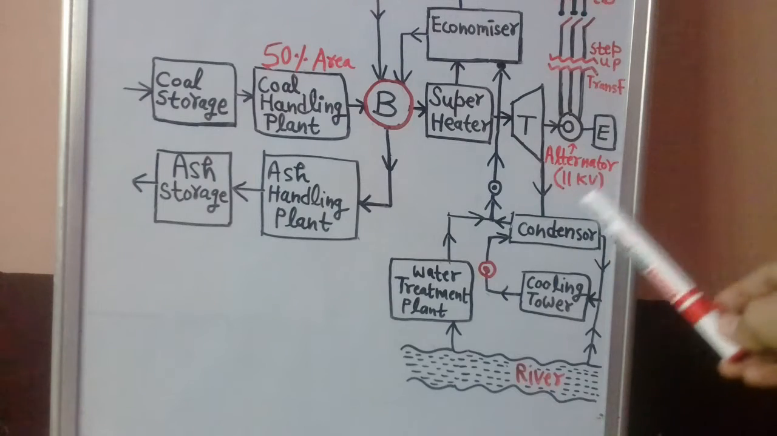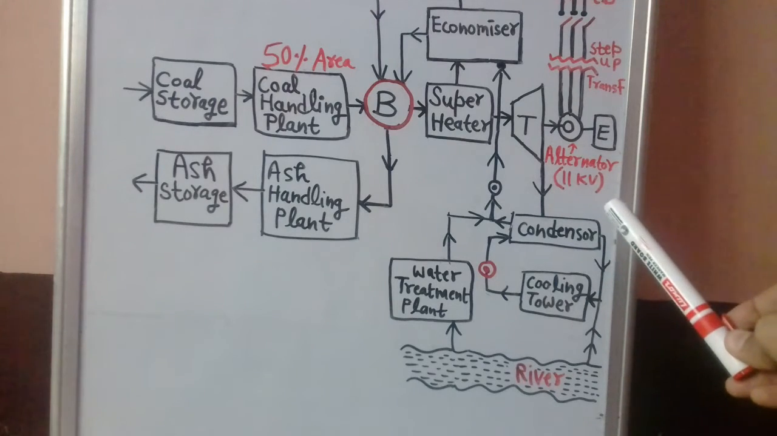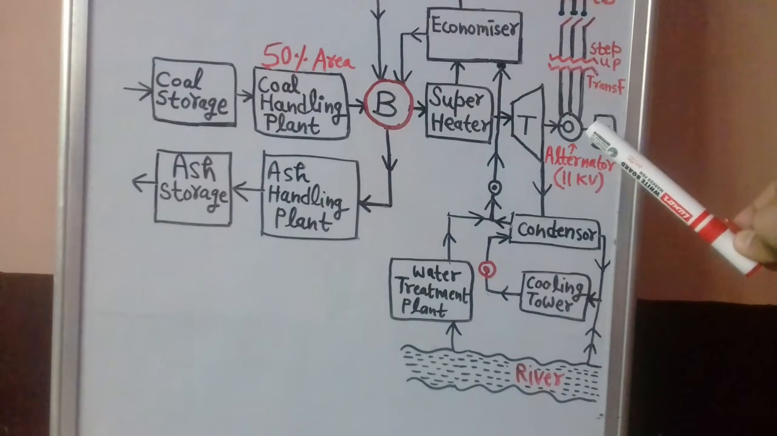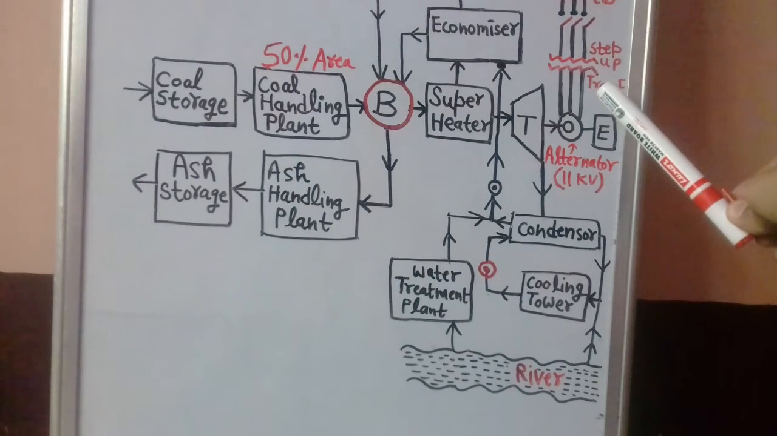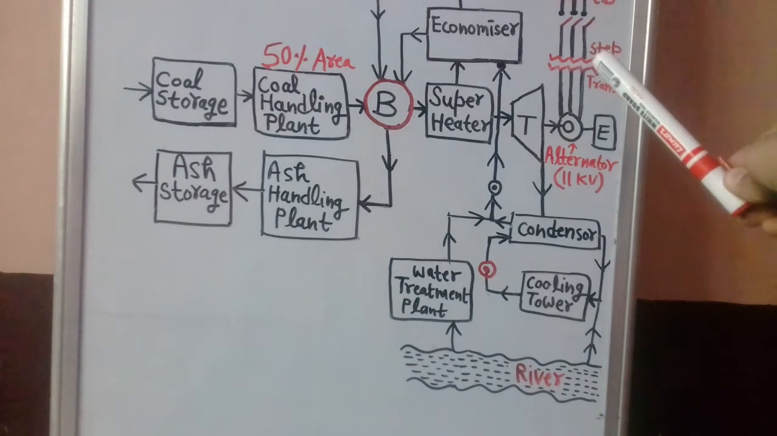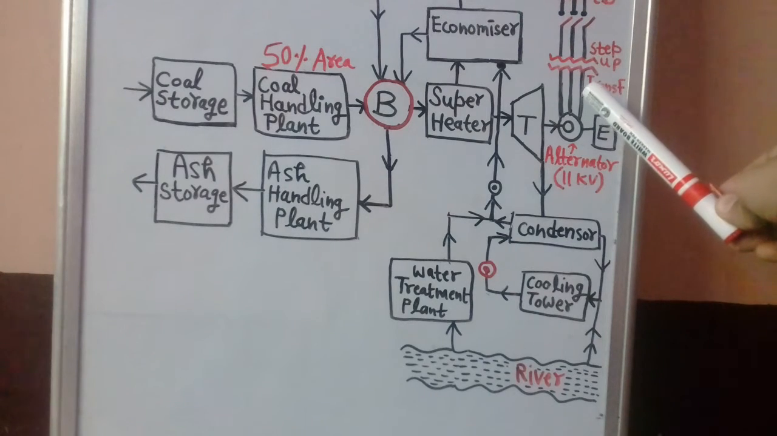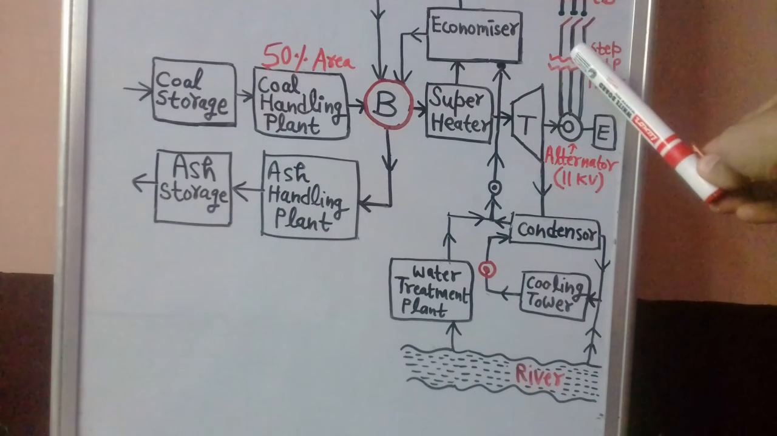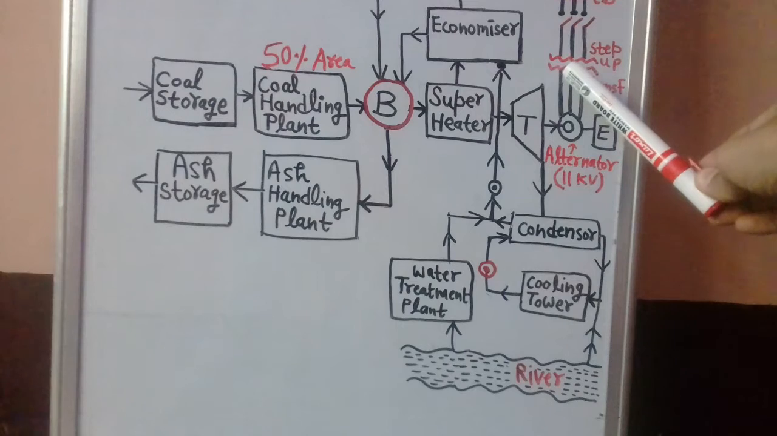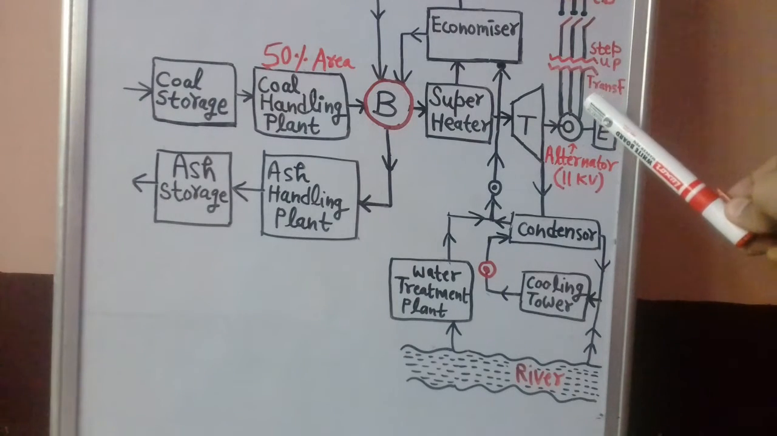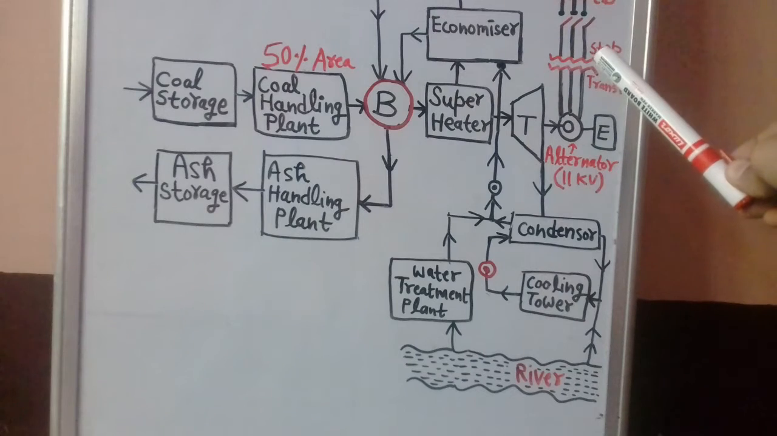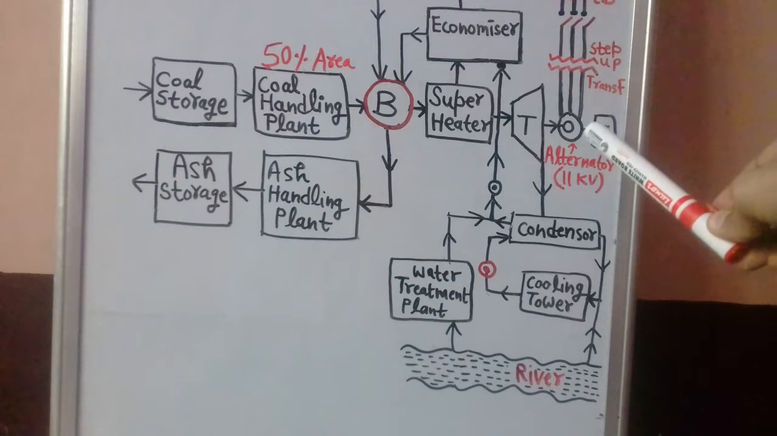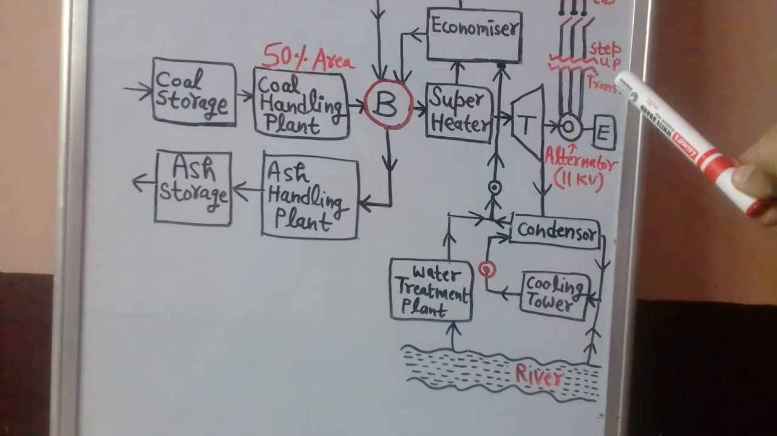The standard AC power generation voltage in India is 11 kilovolts. But when we talk about power transmission, it is done at higher and higher voltages. The power transmission voltage can be 220 kilovolts, 400 kilovolts, or 765 kilovolts. These are some of the standard AC power transmission voltages in our country India. We need to transfer this power at higher voltages to reduce the transmission losses.